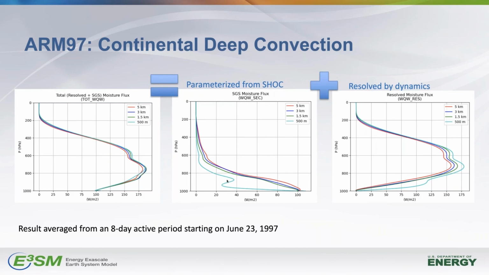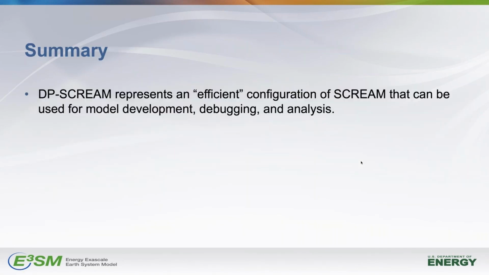So once again, while the total moisture flux is robust to changes in the resolution, how this flux is partitioned as the resolution changes represents the behavior of a scale-aware model. So to summarize, today I've introduced the Doubly-Periodic SCREAM configuration, which represents an efficient configuration of SCREAM that can be used for model development, debugging, and analysis for a particular regime or process of interest.